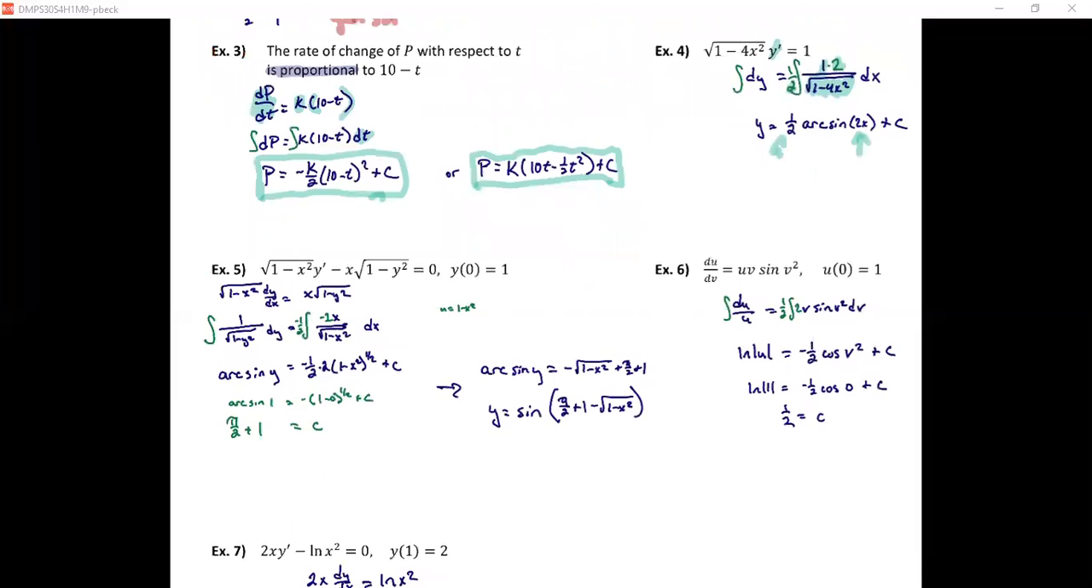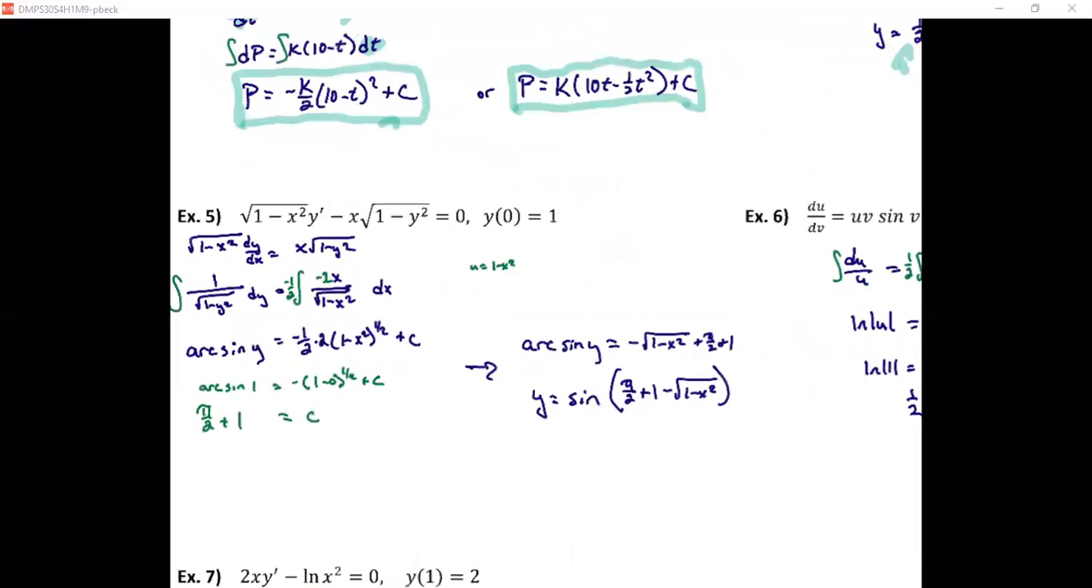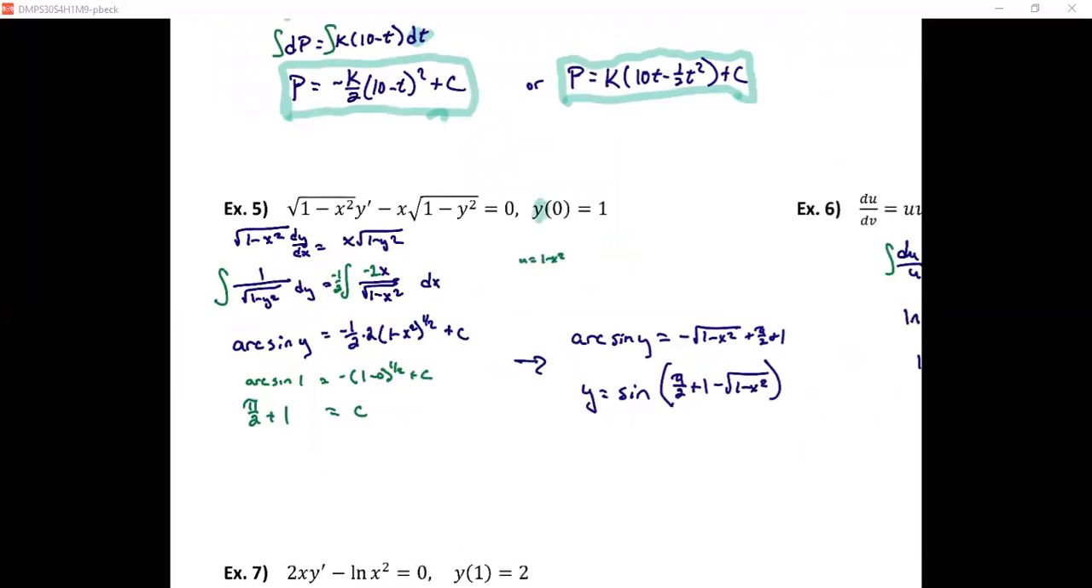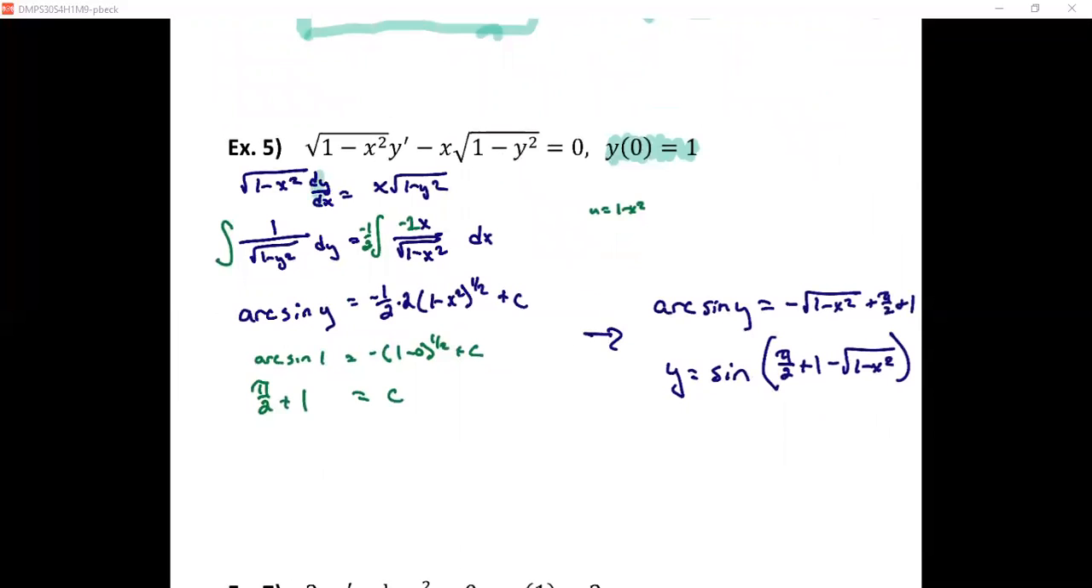Problem number 5. Problem number 5 gets a little bit more complicated, and if you notice, we have an initial condition, therefore we have to find the particular solution. So first step, I did write y prime as dy/dx, and I moved the x and the square root to the other side. Then I separated my variables: 1 over the square root of 1 minus y squared dy equals x over the square root of 1 minus x squared dx.